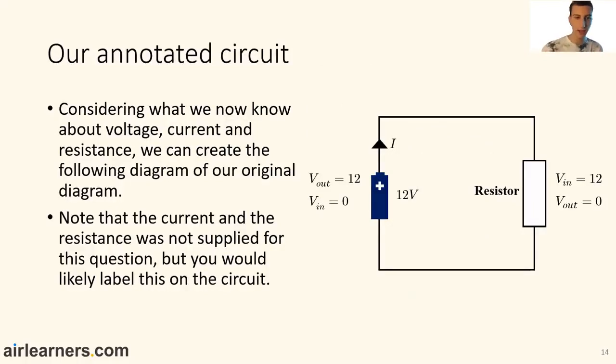Nevertheless, we have a circuit here, which I have annotated, I suppose. We know that the voltage into the battery is going to be nothing. The voltage out is going to be 12. The current's going to go in a clockwise direction. And when it passes through the resistor, all the voltage will be used up. So you obviously don't have to write all of this on your circuit, but it is quite important to write down pretty much everything you know, and that will help you get through the question.